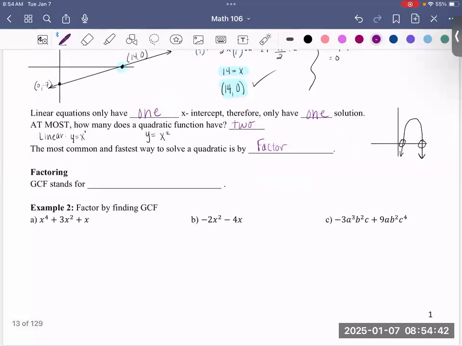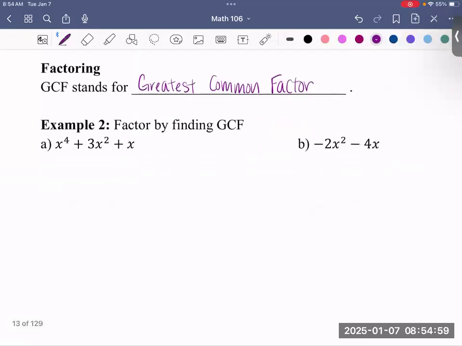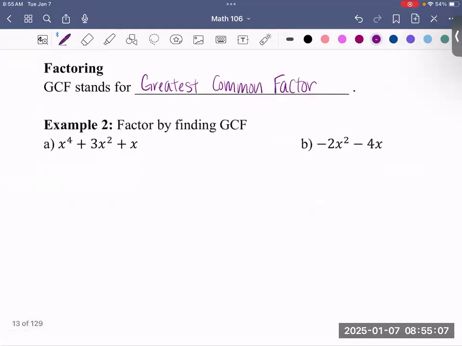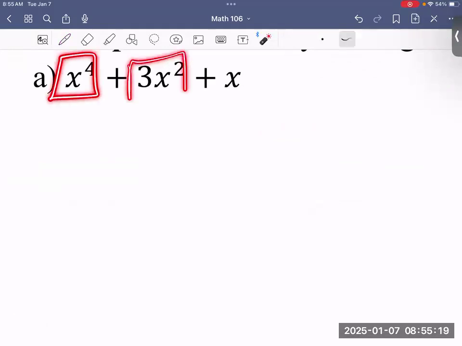Now, factoring, where we want to start, is a GCF. What does GCF stand for? GCF stands for greatest common factor. And we always want to perform a GCF test before we get right into factoring. So that's why we started off here first. So factor by finding a GCF. Greatest common factor means what do all terms have in common. Terms are separated by a series of addition and subtraction signs.